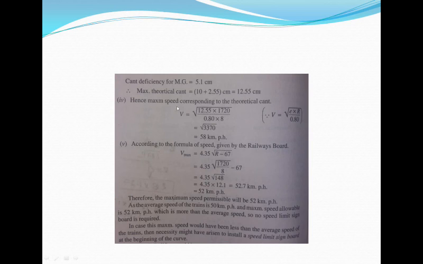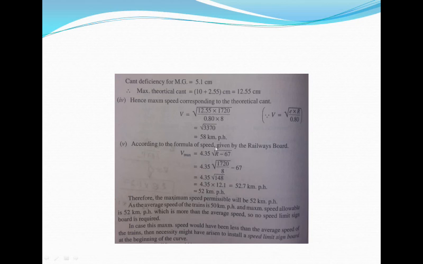Hence the maximum speed corresponding to the theoretical cant, V, is equal to square root of 12.55 into 1720 divided by 0.8 into 8. It is equal to square root of 3370, and V is equal to 58 kmph, right?